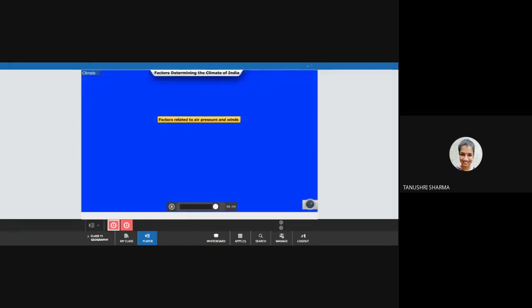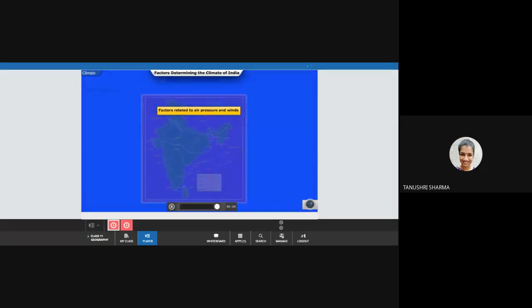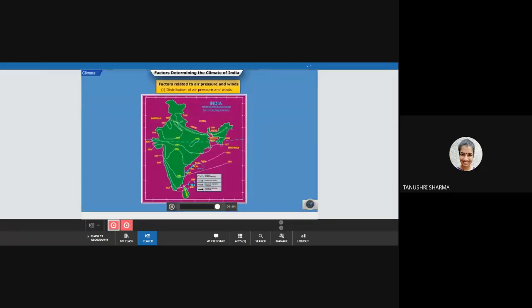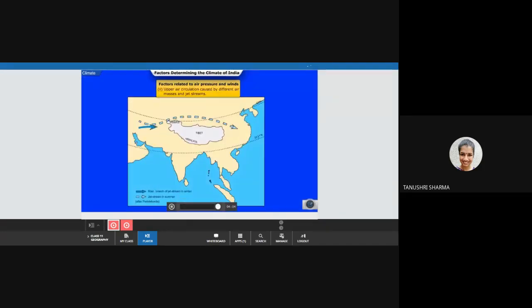Factors relating to air pressure and winds. The following 3 factors are responsible to create differences in local climates of India. 1. Distribution of air pressure and winds. 2. Upper air circulation caused by different air masses and jet streams. 3. Inflow of western cyclones during the winter season and tropical depressions during the southwest monsoon period into India.